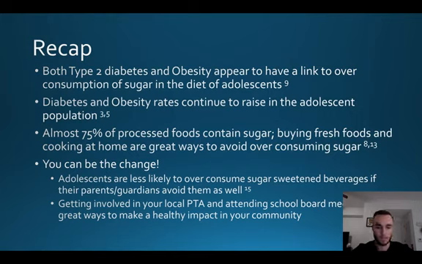Also, 75% of processed foods contain added sugars, so making sure that we're buying fresh foods and cooking at home are two great ways in order to avoid over-consuming our sugar and eating healthier. And lastly, remember, you can be the change. Adolescents are less likely to overconsume sugar-sweetened beverages when their parents and guardians don't consume them either. And getting involved in your local PTA meetings or attending school board meetings are a great way to make a healthy impact on your community.